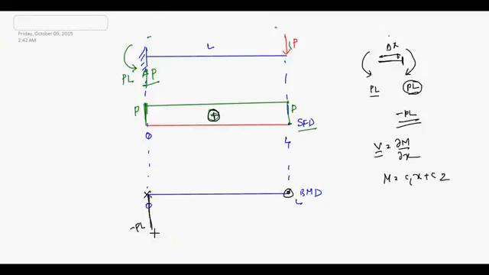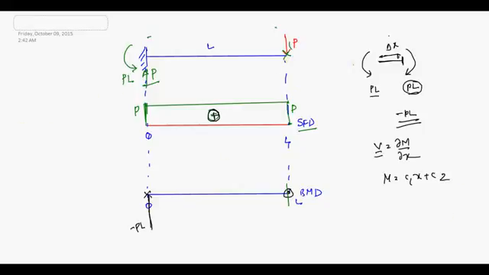I can draw this diagram like this, or like this, or like this. It has positive slope, that's all I know. So I want to know the value at this point. So you have to evaluate the bending moment at your free end. What is the bending moment at my free end? It is 0, isn't it?